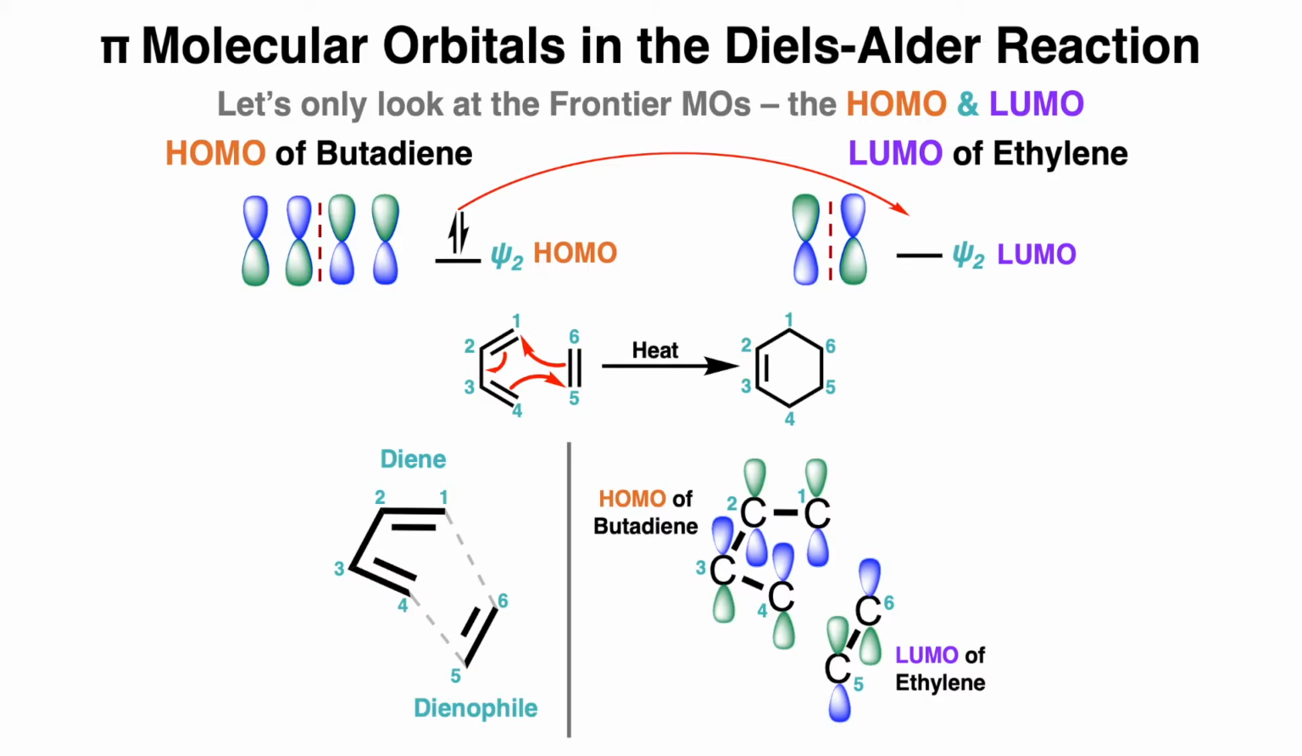Now if we fill in the HOMO of butadiene and the LUMO of ethylene, we see that the blue lobes between C1 and C6 overlap, and the green lobes between C4 and C5 also overlap. This means that both sets of orbitals match in phase and have bonding interactions.